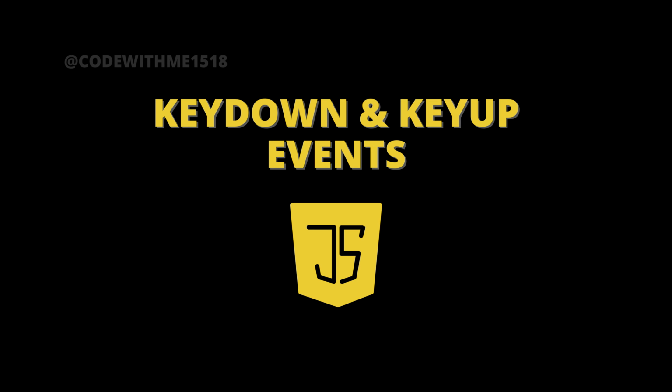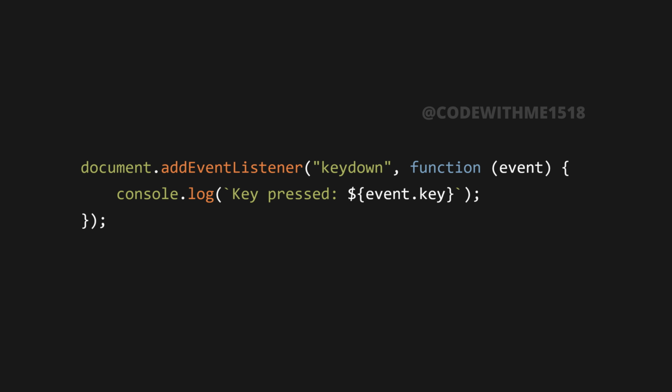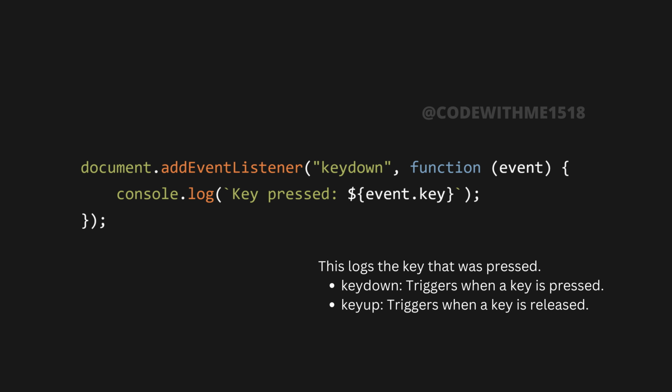Keydown and keyup events. We can detect when the user presses or releases a key using keydown and keyup events. Example: document.addEventListener('keydown', function(event) { console.log('Key pressed: ' + event.key); }). This logs the key that was pressed. Keydown triggers when a key is pressed. Keyup triggers when a key is released.